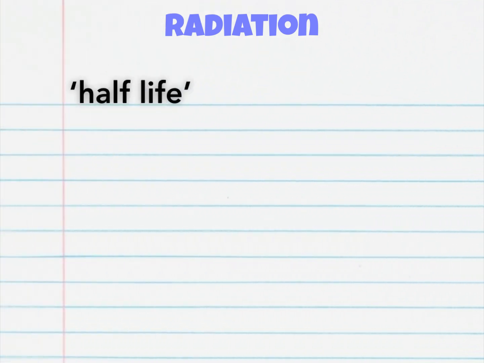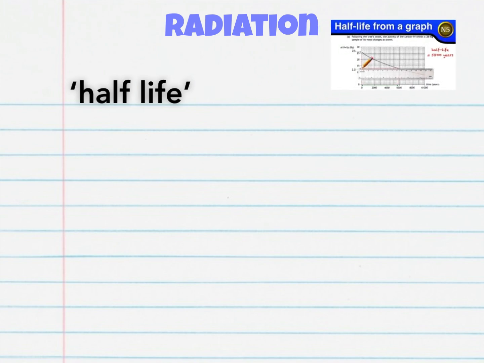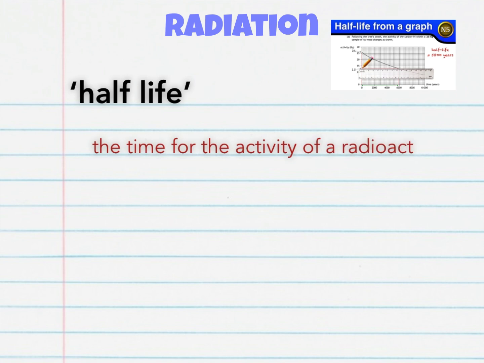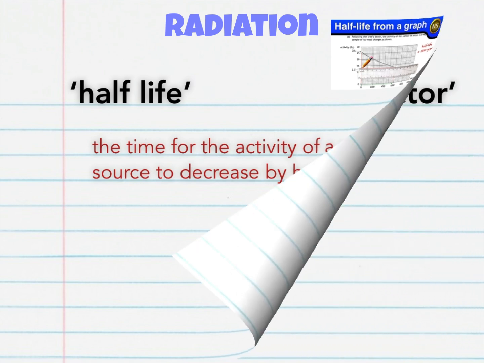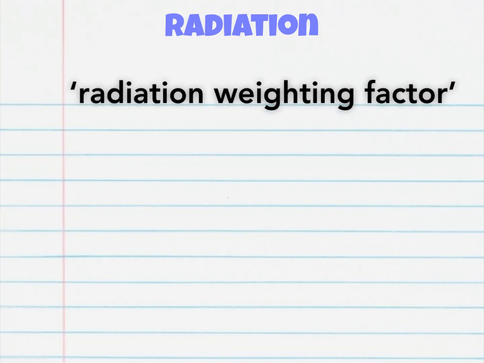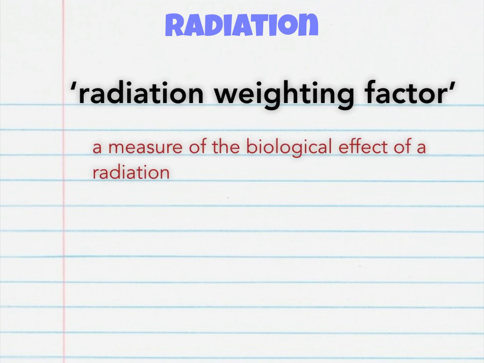Half-life. Now, if you'd like to know how to calculate the half-life of a radioactive source, then why not take a look at this video. As for the definition, you'll need to remember that the half-life is the time for the activity of a radioactive source to decrease by half. Now we have radiation weighting factor. There is an equation which includes this, although it will not help with the definition, which is that radiation weighting factor is a measure of the biological effect of a radiation.